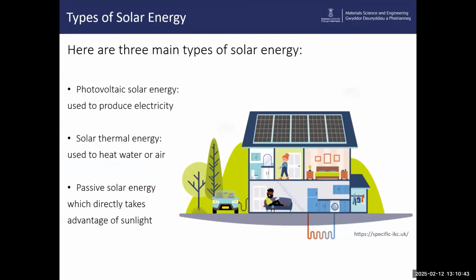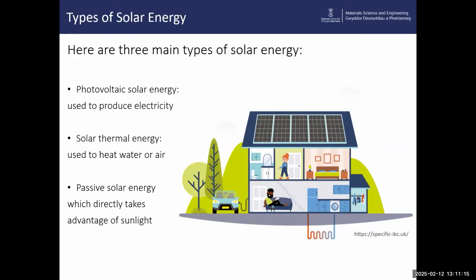Types of solar energy. Here are 3 main types of solar energy. Photovoltaic solar energy. This is used to produce electricity directly from sunlight. Solar thermal energy. This is used to heat water. So the heat that is harnessed from the sun is then converted into heating a fluid, so heating water or directly heating the air.